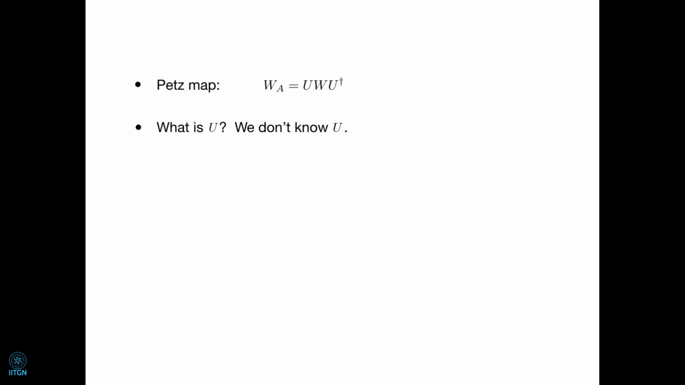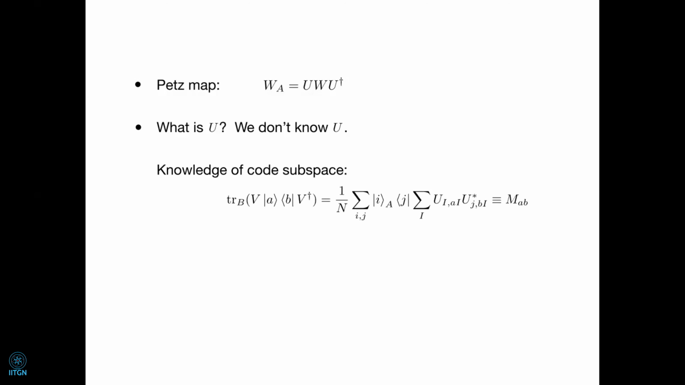But then there is one immediate question: what is U? In general, we don't know U. What we do have is some knowledge about the code subspace. In this case, let's say we have one spin, a two-dimensional code subspace, but then we trace out the B system. So what we do know is this matrix, let's say this is V of A and V of B. We trace out B, and what we do know is this matrix. We know this, but it doesn't tell us what U is.